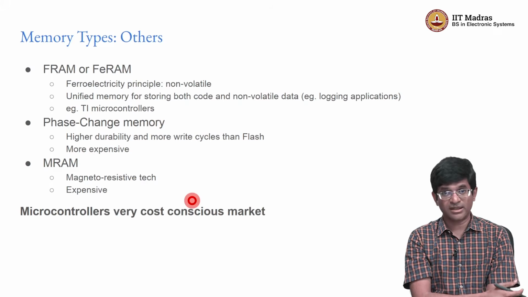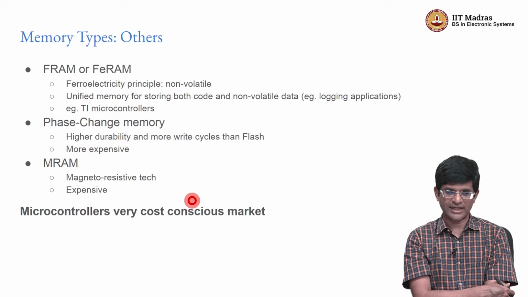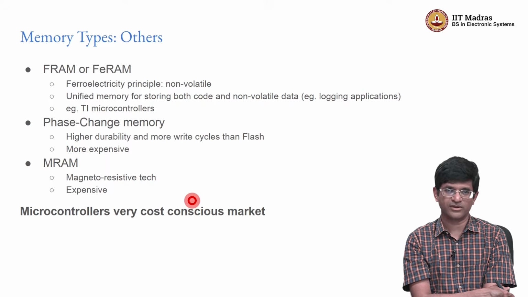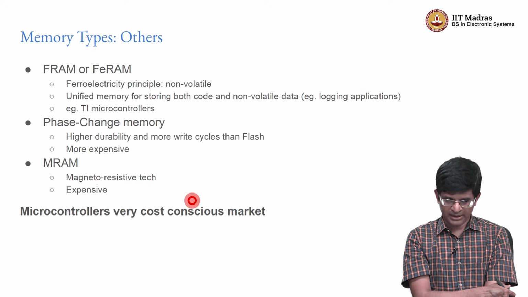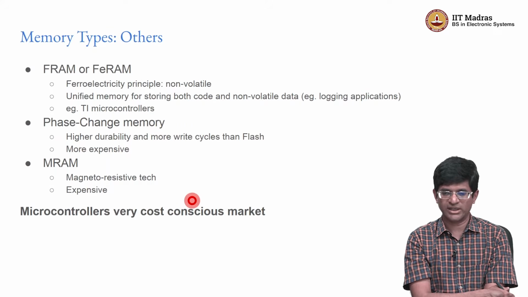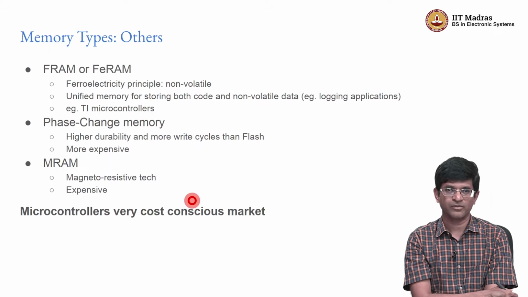Now there are other types of memory that you might come across in different kinds of microcontrollers. There are things called FRAM, ferroelectric RAM. Especially there are a series of microcontrollers from Texas Instruments in the MSP 430 series. They provide a nice form of unified memory that can store both the program code as well as non-volatile data. What I mean by non-volatile data, for example, is logging applications. Let's say you are just collecting data from a sensor and you want to store it for a large period of time. FRAM actually allows you to store fairly large amounts of data like that in a non-volatile manner.